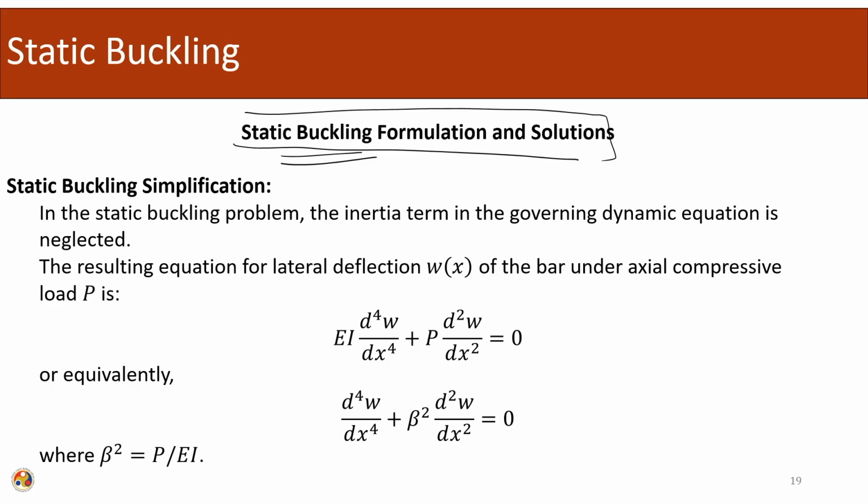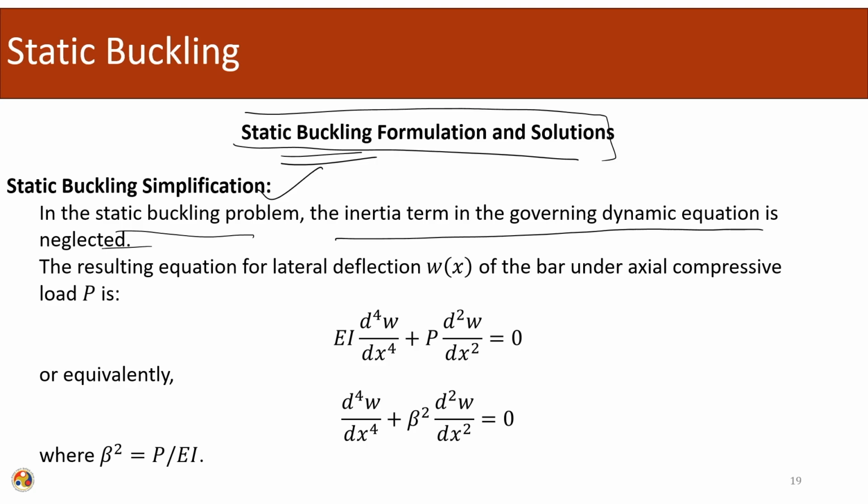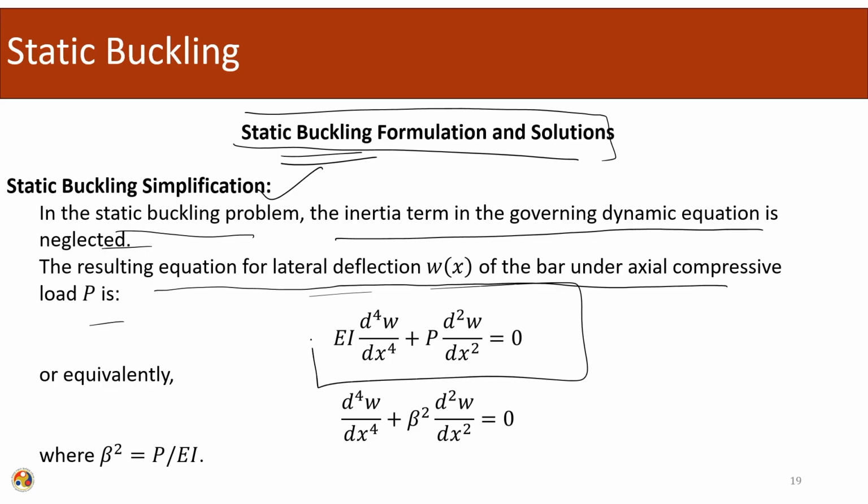So, the static buckling simplification. In the static buckling problem, the inertial term in the governing dynamic equation is neglected. So we are neglecting the inertial term. The resulting equation for lateral deflection of the bar under axial compressive load P is given by this equation, or equivalently by this equation, where we have simplified it.